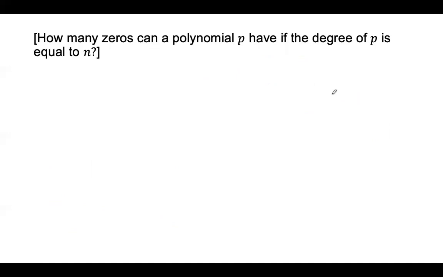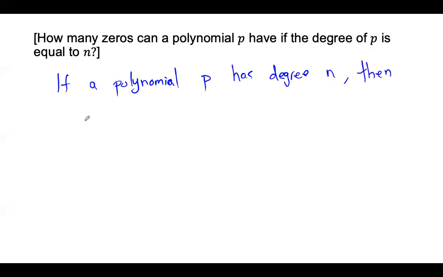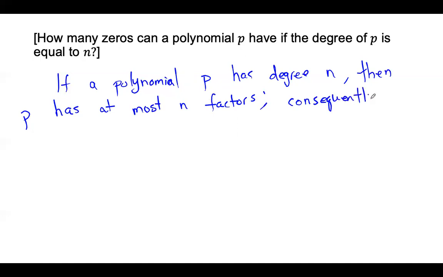So how many zeros can a polynomial p have if the degree of p is equal to n? I'll just write a little side note here. If a polynomial p has degree n, then of course we learned that p has at most n factors. So consequently, p has at most n zeros.